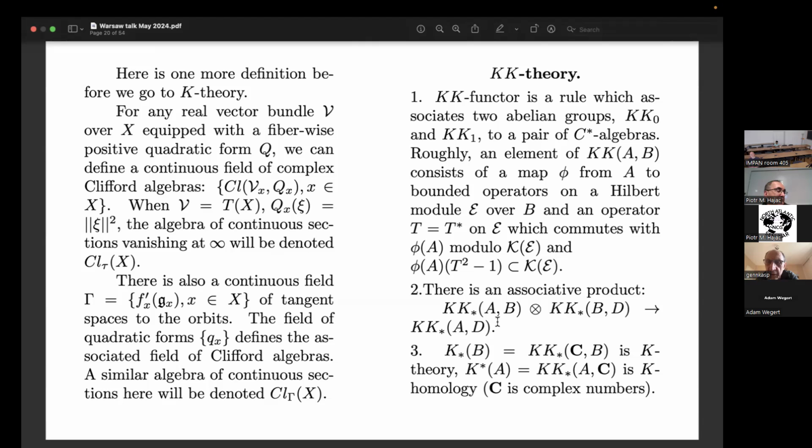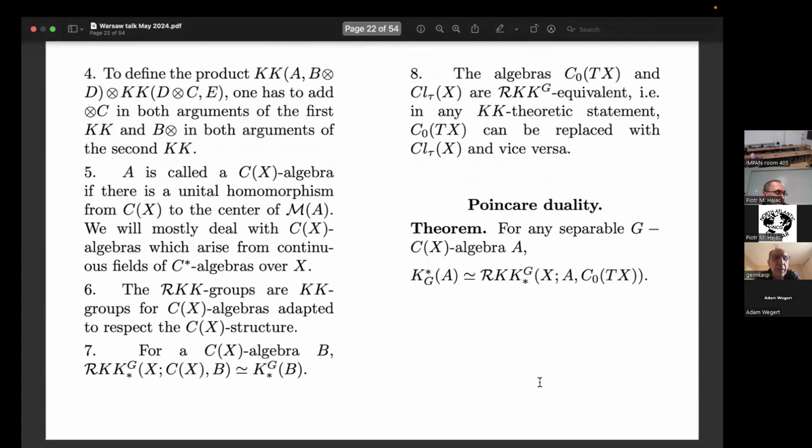Now, there is an associative product, and K theory itself is also part of KK theory, and K homology is also part of KK theory. That's just to remind you, to give some insight to those who are not familiar with K theory.